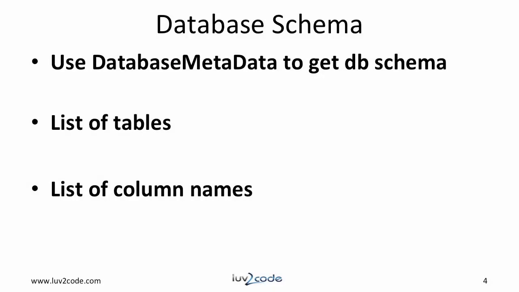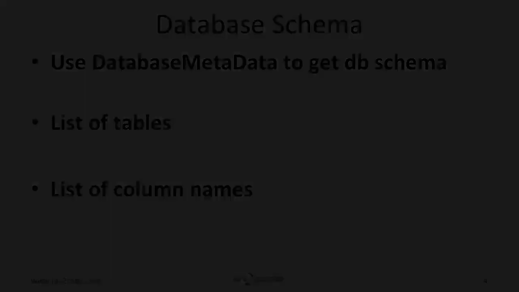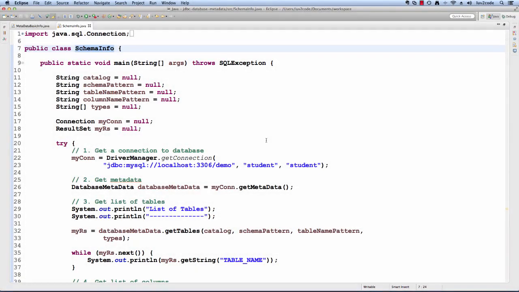We can also get information about the database schema. For example, we can get a list of all tables and also get a list of column names for each table, along with their types. All right, so let's switch over to Eclipse and see this in action. I have a very simple program called SchemaInfo, and let's walk through the code.